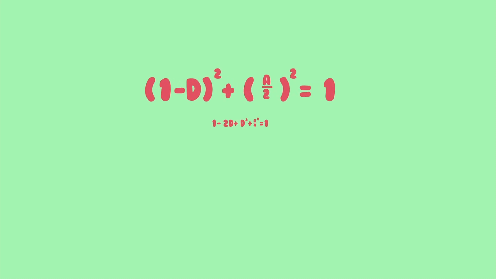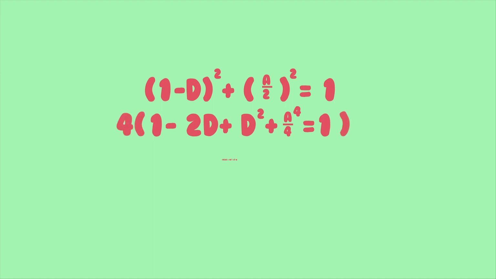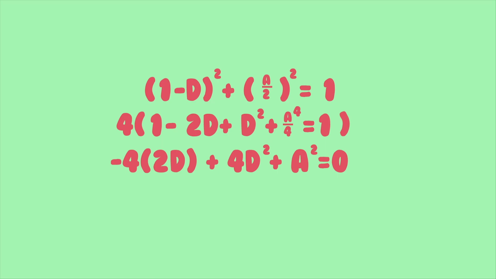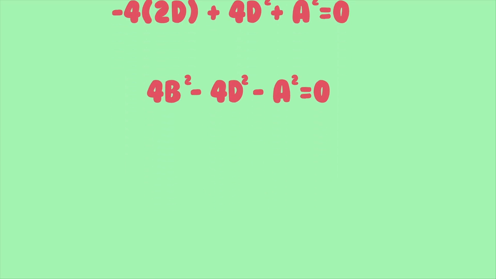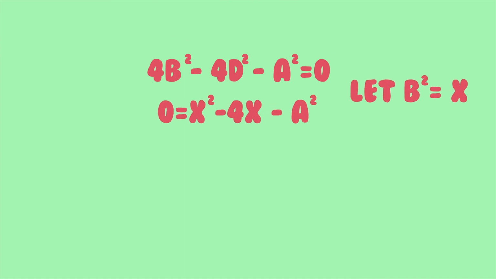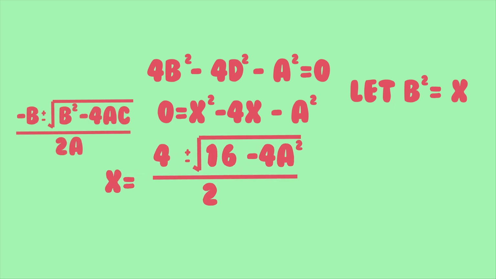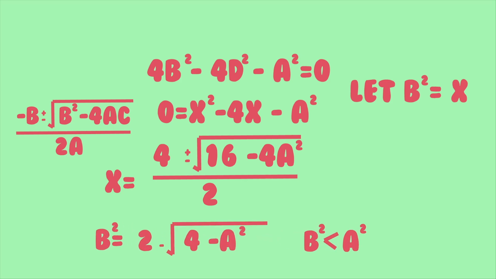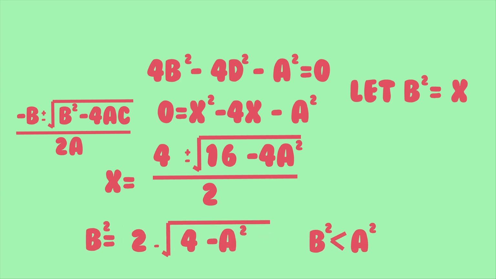Now looking at the first equation we started with, we can factor out the left side completely and cancel out the 4. Now we can factor negative 8d into negative 4 and 2d and substitute, giving us this equation. Looking at this equation, we let b squared equal x. Then after that, we can use the quadratic formula to solve for x. After simplifying, we get 2 plus or minus the square root of 4 minus a squared. We know it must be minus because b squared has to be less than a squared.